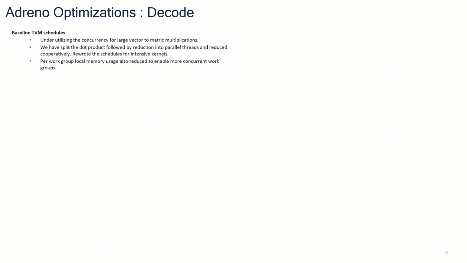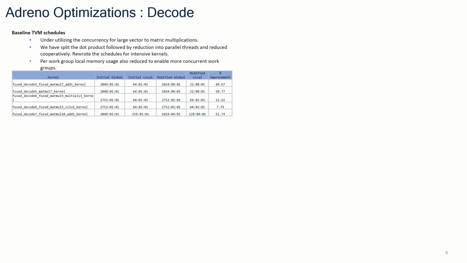So the optimizations are there all across the board. When we initially looked into the code that is being generated and profiled it on our hardware, we saw that the concurrency used by these kernels is pretty low, and in terms of vectorization, overall we see a significant gap in utilizing the resources that we have on the Adreno GPUs.